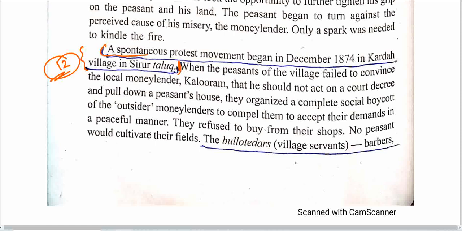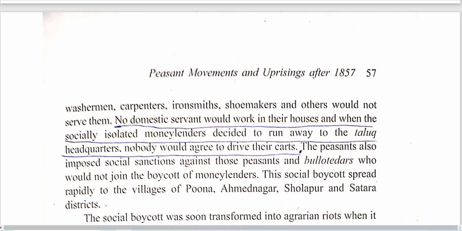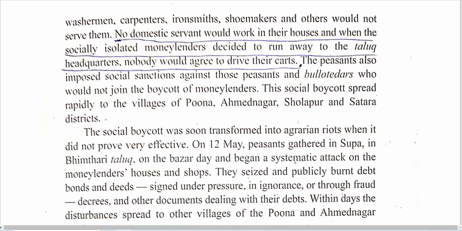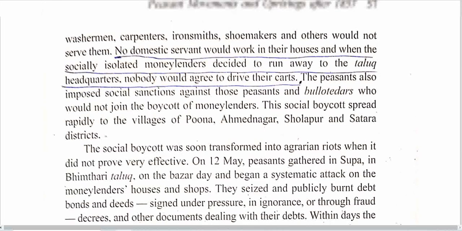The Balutedars, the village servants. Who are village servants? This is a terminology, that's why this is important. The local moneylenders felt the boycott. The Balutedars, barbers, workmen, carpenters, assistants of his order would not serve them. No domestic servant would work in their houses, and then the socially isolated moneylenders decided to run to the taluka, where nobody would agree to help. These are their acts towards the moneylenders.